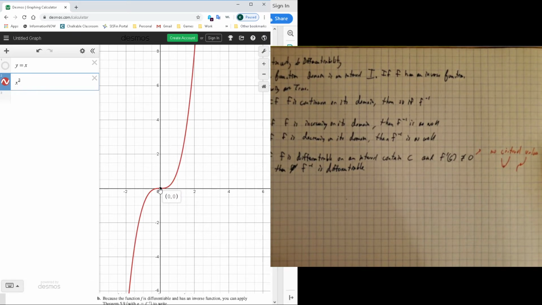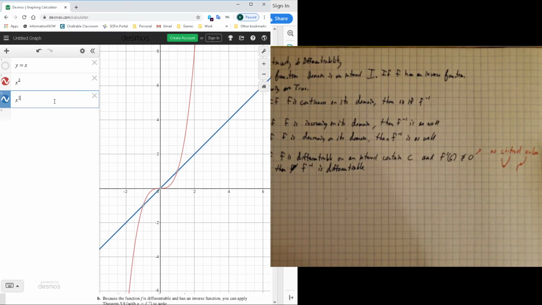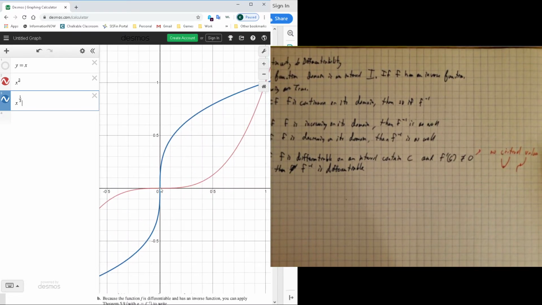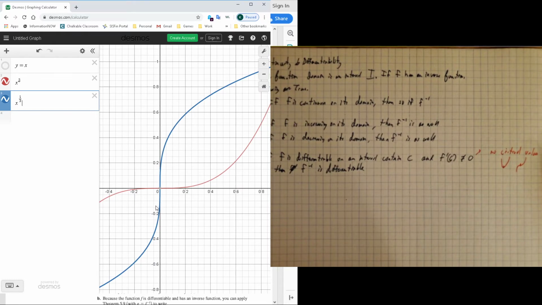If you look right here, it clearly has a critical value. However, if we then use the cube root function, so we do define the inverse, right? So do x to the 1/3. You can see what is going to happen right here. It's going to fail the horizontal line test here, meaning that it's not going to have a derivative here.